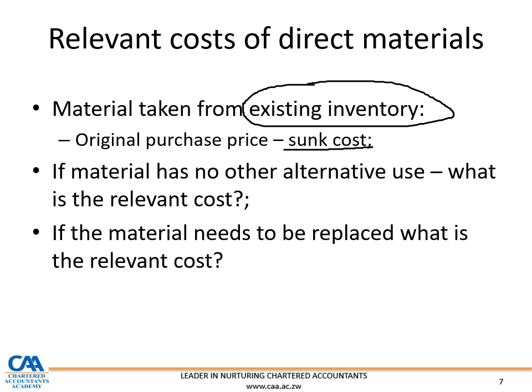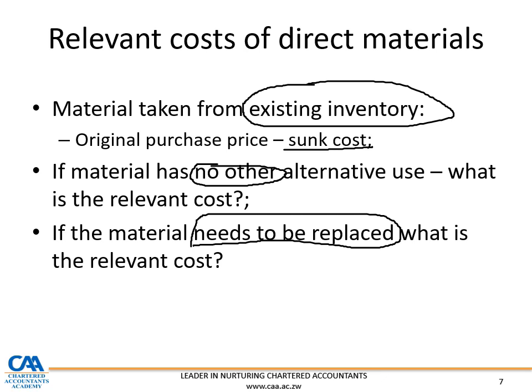So we've got a number of questions we need to be able to raise. The first one being, does the material have other alternative use? If the material has no other alternative use, it means the material taken from existing inventory is not a relevant cost. But if the material needs to be replaced, say we have taken it, but we need to replace it, it means the replacement cost then becomes the relevant cost.